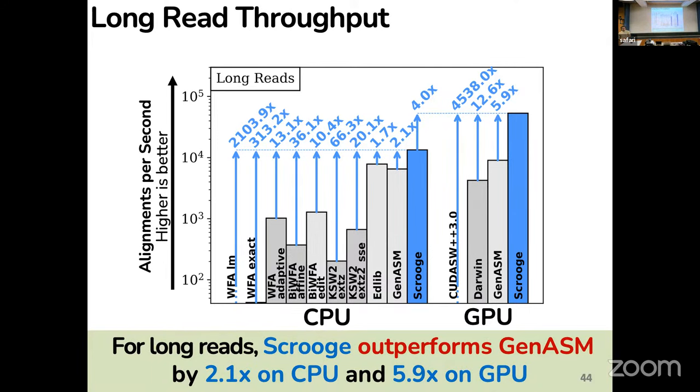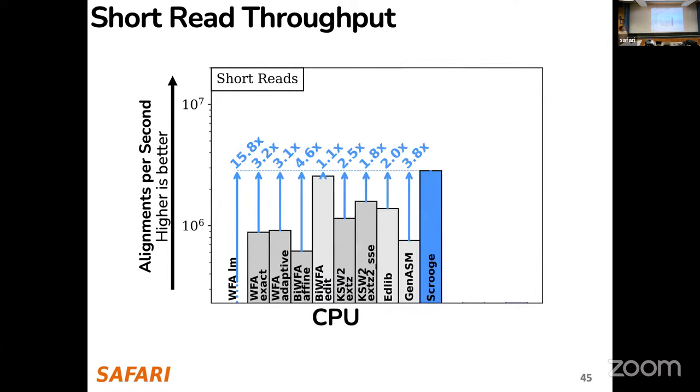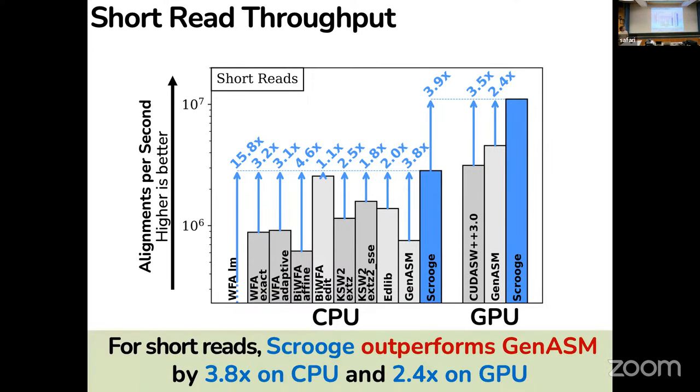So clearly, these algorithmic improvements somehow work on these commodity architectures. Same thing for short reads. It's just a different type of data, right? But we see that this is consistent across data sets, essentially. We're seeing the best performance from Scrooge and quite significant speedups on top of Genasm.